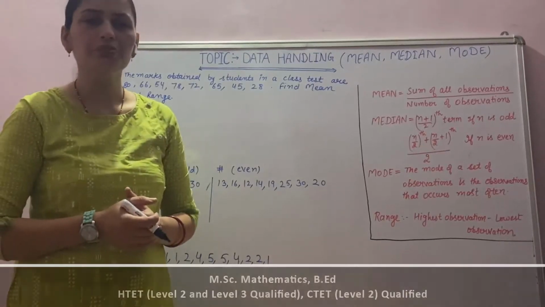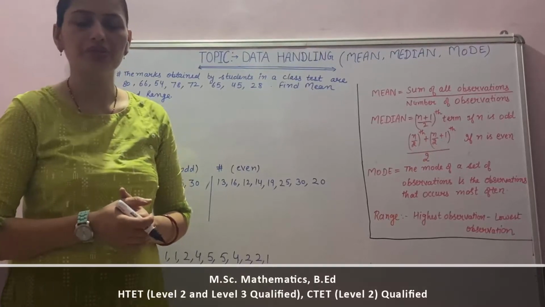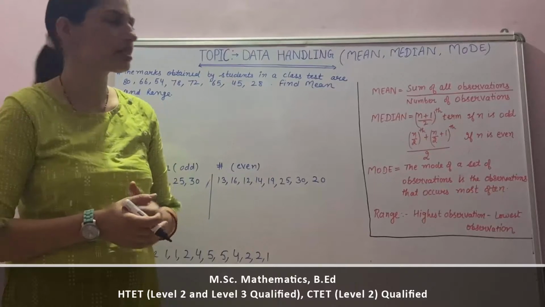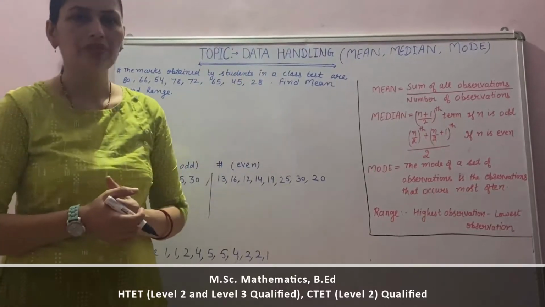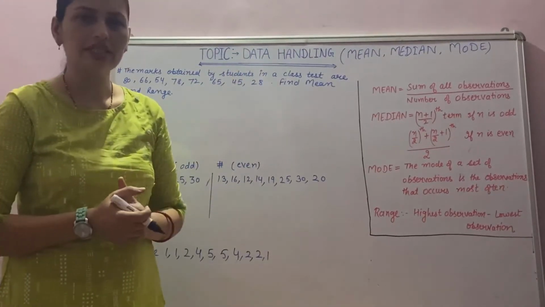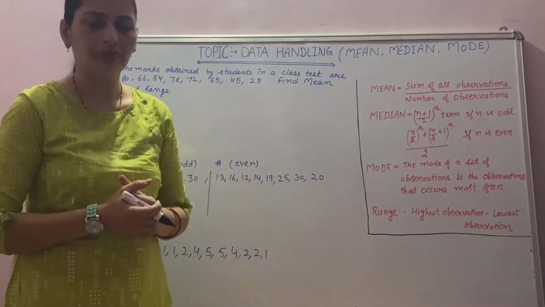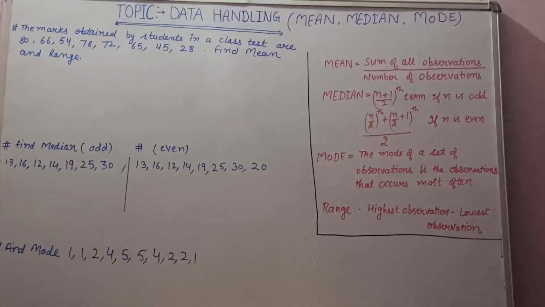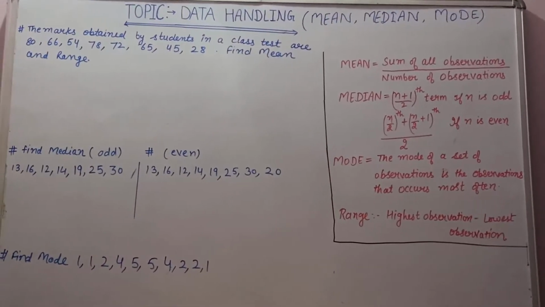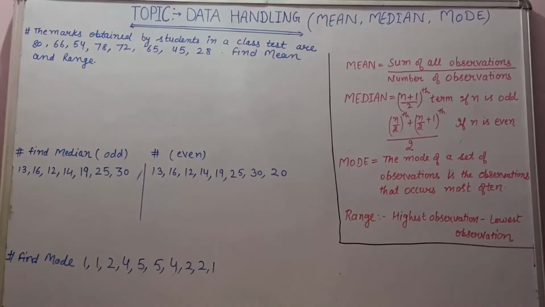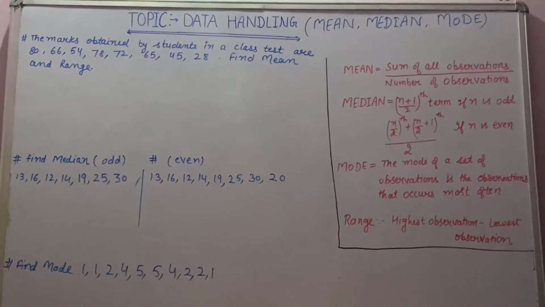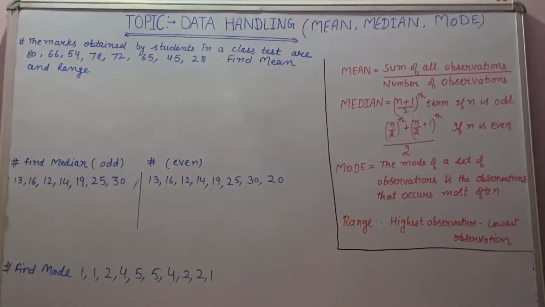Hello everyone, you must have seen the previous videos based on rational numbers, and in this lecture we will discuss data handling. In data handling we will discuss mean, median and more. First, mean. What is mean? The most common value, representative of a group of data, is called mean. To understand this in a better way, let's take an example.